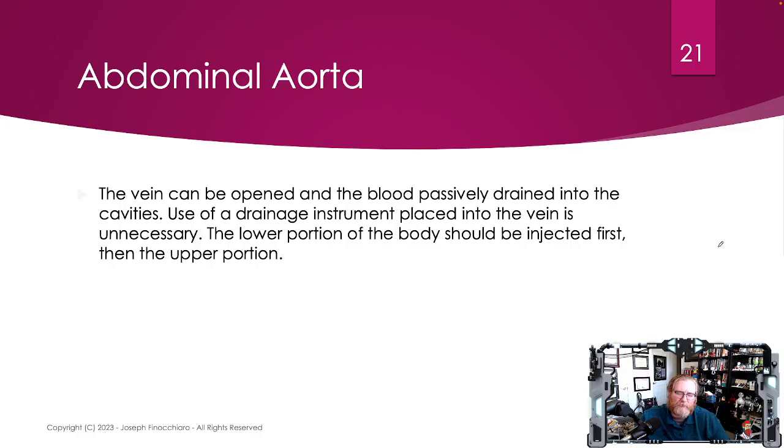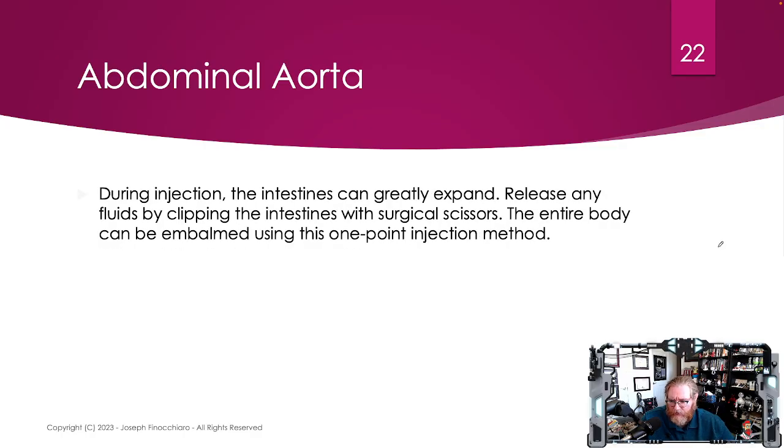And the reason is simple. We want to see how the chemical is going to react so that when we go into the visible areas of the body, we've figured out that maybe it's too harsh or whatever we need to do. We can always request a onesie, but once things are discolored in the face and hands, that's going to require cosmetic, and that's going to create even more of a complicating problem. During injection, the intestines can greatly expand. Release any fluids by clipping the intestines with surgical scissors. The entire body can be embalmed using this one-point method.